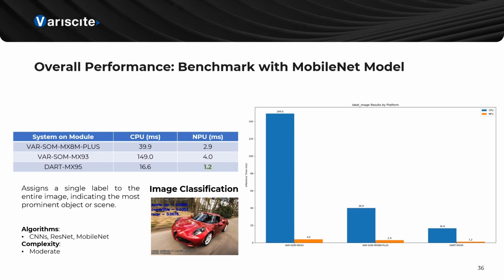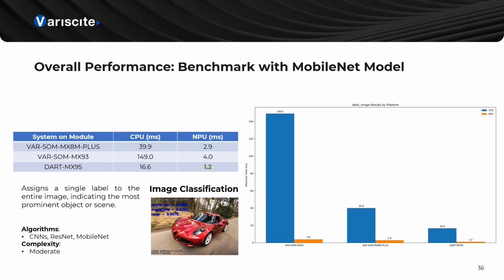The NPU is over 37 times faster than the CPU, and this is a perfect example of how the NPU is designed to efficiently perform machine learning operations compared to the CPU. The inference time for the VAR-SOM-MX8M-PLUS on the CPU is 39.9 milliseconds and 2.9 milliseconds on the NPU. Again, this is a huge improvement, with the NPU being over 13 times faster than the CPU.